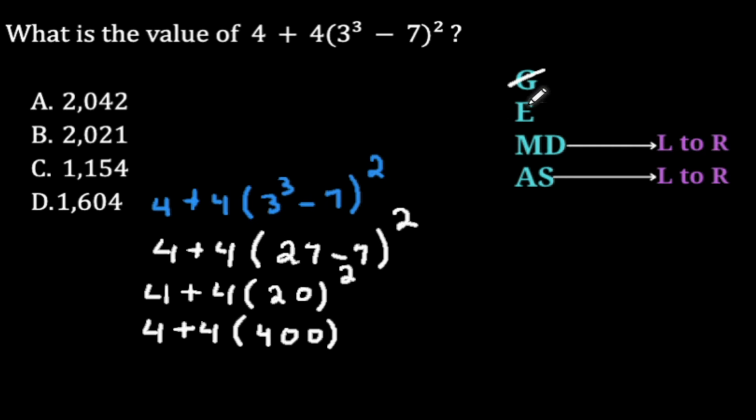Okay, so next we have multiplication and division. We perform that in the order that it appears from left to right. So remember we have parentheses here which denotes multiplication. So we're taking and we're multiplying 4 times 400. All right, so 4 times 4 we know is 16, and then we add on the 2 zeros, and that's 1600. So we have 1600, and we have to add 4 to that. So that leaves us with 1604, which is answer choice D. So let's move on to another one.